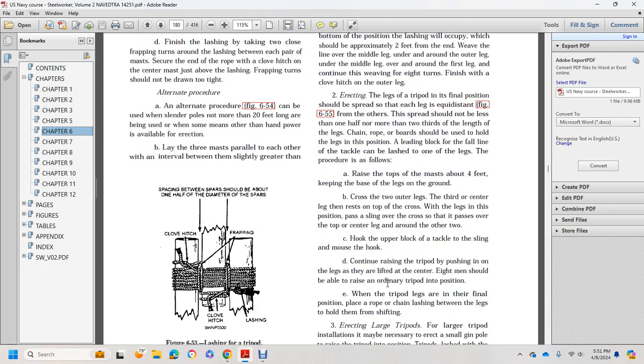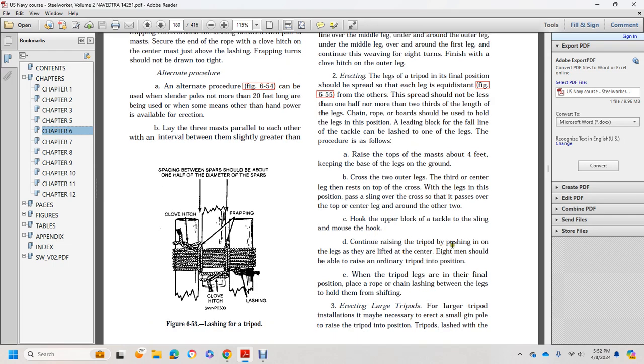Procedure is as follows. Raise the tip of the top of the mast about 4 feet, keeping the base of the leg on the ground. Cross the two outer legs over the center leg, with the rest on top of the curve of the legs into position. Pass the single line of the cross sling over the top of the center leg, around the other two. Hook the upper block of the tackle to the sling and mouse the hook.